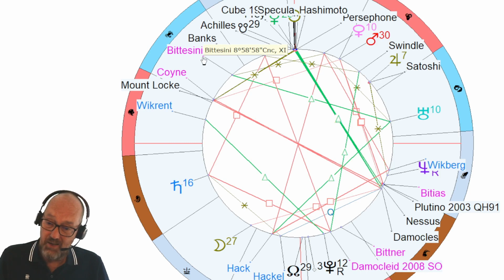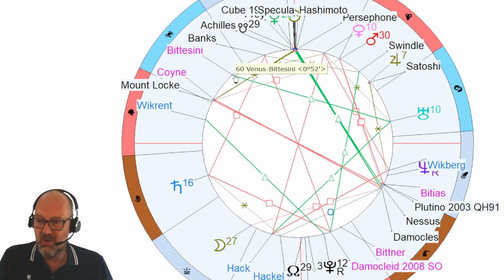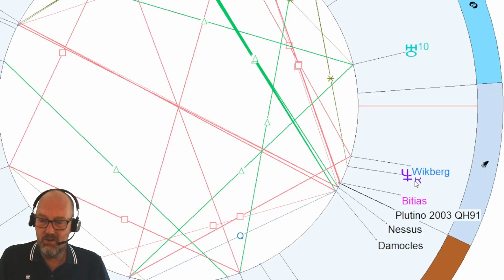Bittesini is heavily aspected. It is trining Uranus, and Uranus is also trining Hek and is opposite Venus, so that is a wonderful trajectory there that's telling a whole story. We also have a Haeckel here sextiling Saturn, and so on and so forth. But anyway, Bittesini, it is doing some stuff. But if we go to Bitias, that is, in my opinion, where the most clear action is happening.